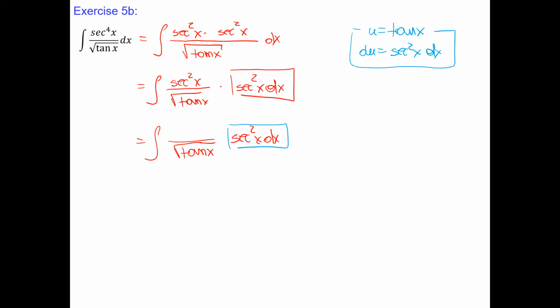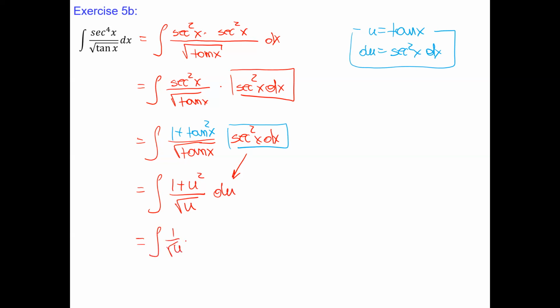But we still have to make sure of the other secant square, we know that is equal to 1 plus tangent square. Okay, now we're ready. 1 plus tangent squared is 1 plus u squared. Square root of tangent, square root of u. And this is basically du. And now it's a relatively nice integral.